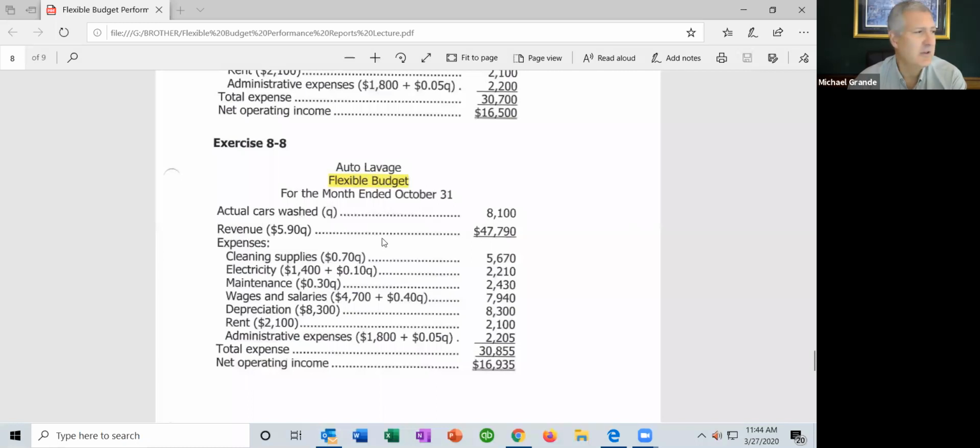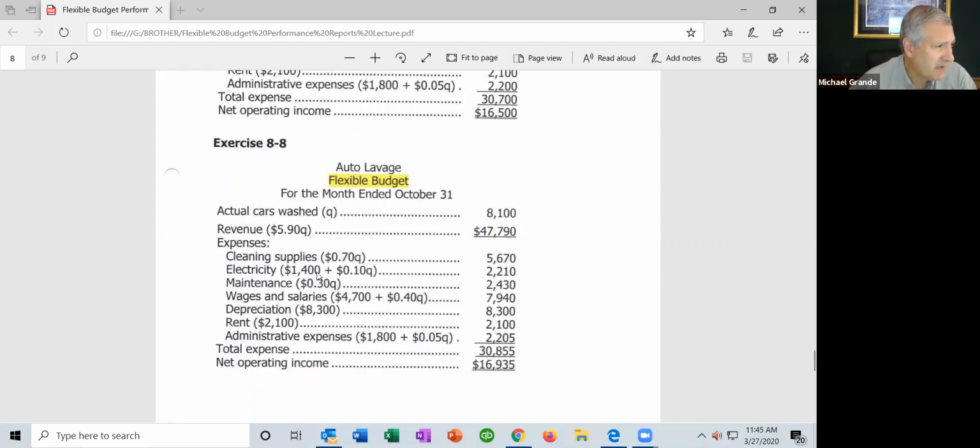Same process. Sales revenue, 8,100 cars times $5.90 a car, $47,790 of revenue. Cleaning expenses, again, 8,100 actual level of activity times 70 cents, $5,670. You know what else is really important? Fixed costs don't change. Fixed costs stay exactly the same. Why? Because the definition of a fixed cost, total cost stays the same as volume changes. So whether the company sells 8,000 cars, 8,100 cars, the rent stays the same at $2,100.